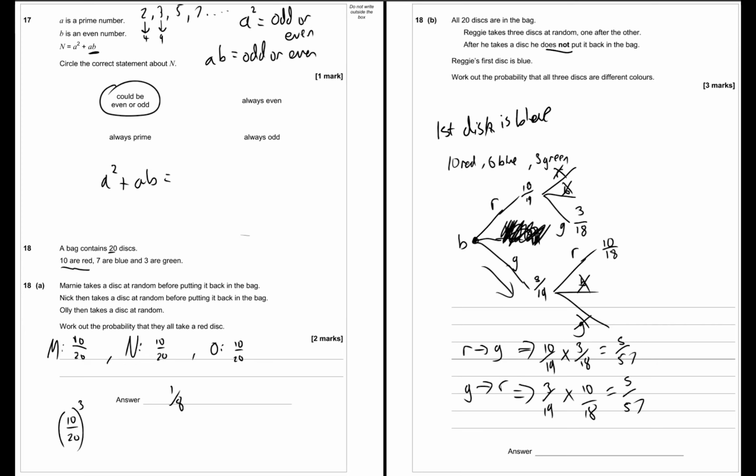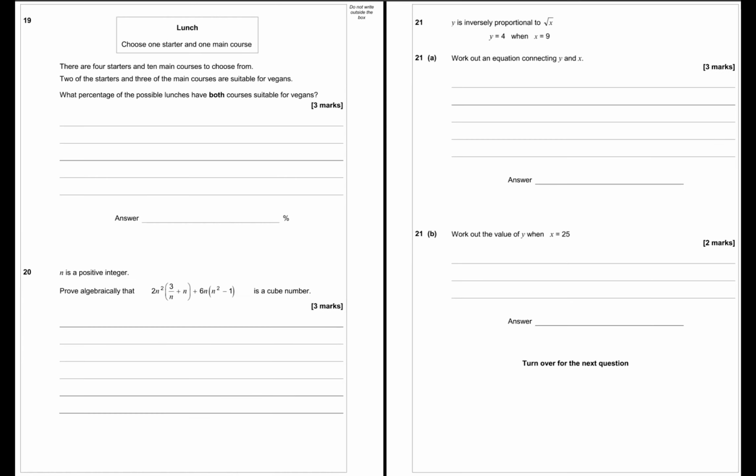Okay, so what we need to do now is add these probabilities together. So you're going to get 10 over 57, and that's our answer, 10 over 57. And that is the probability that all the discs are different colours. Okay, that's everything for 18b.